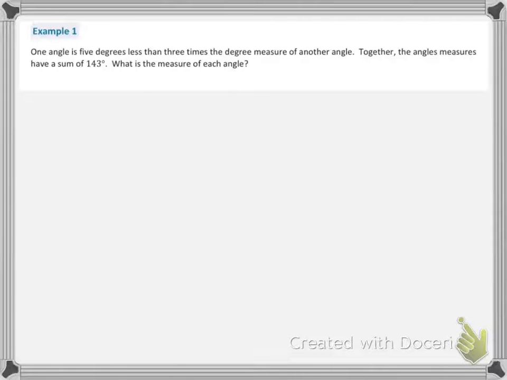So example 1, one angle is 5 degrees less than 3 times the degree measure of another angle. So I'm going to say 3x, and then 5 degrees less than that would be minus 5. So 3 times the degree measure of another angle minus the 5.